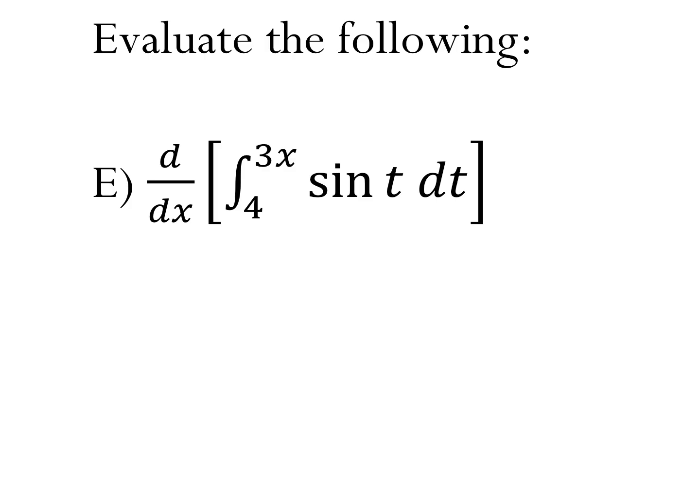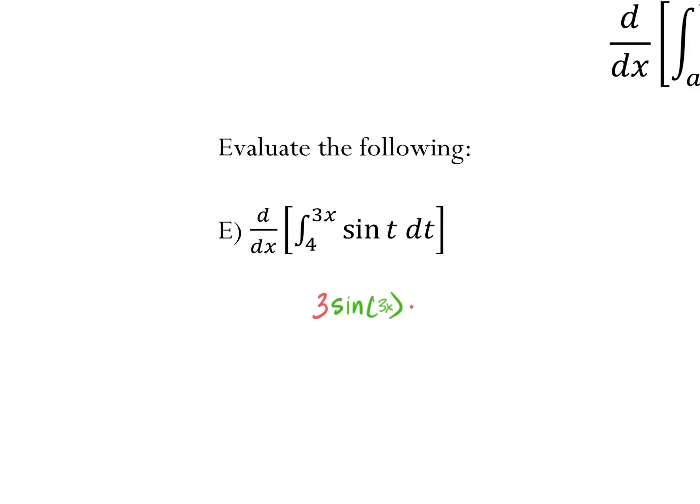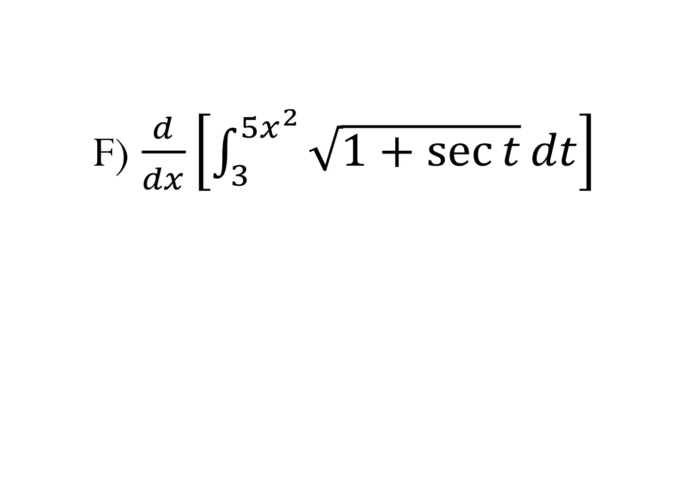If I integrate it, it would become negative cosine. And then I take that derivative, it comes back to sine. My inside is 3x. But if I were to take the derivative of that, I would have a 3 out front, because chain rule says I have to take the derivative of the inside as well. Everybody okay? So, what would this one be?